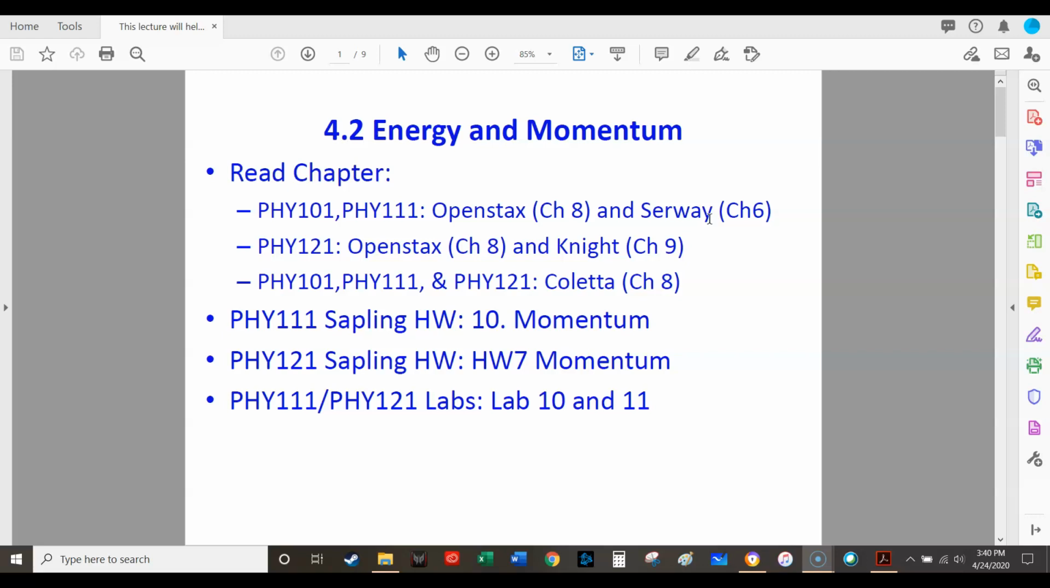Again, as always, if you haven't started reading the textbook, please do so. It's Chapter 8 in Coletta. Momentum, Chapter 10, if you're in Physics 111, and homework 10 if you're in Physics 111. Homework 7 and 121 are related to this topic, okay? And when you do your labs, your virtual lab stuff, if you have the actual physical lab books, look in labs 10 and 11.